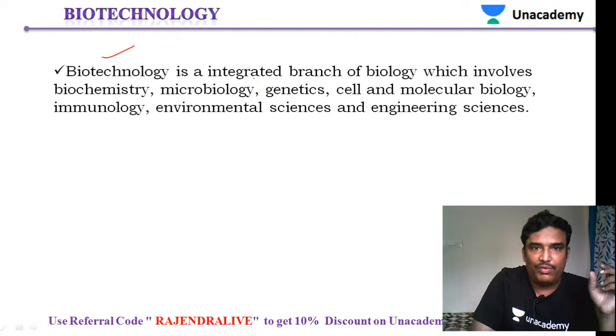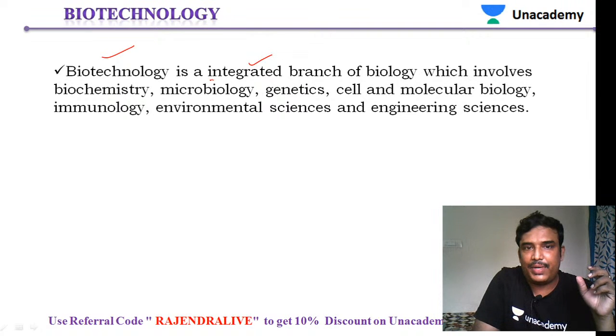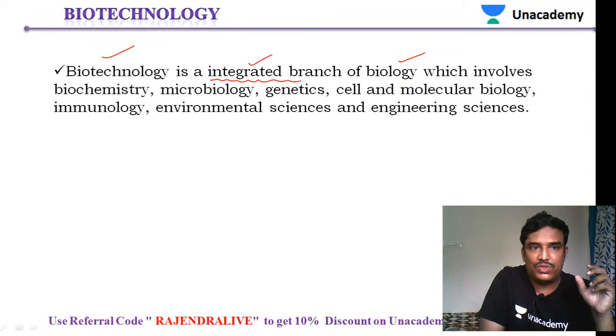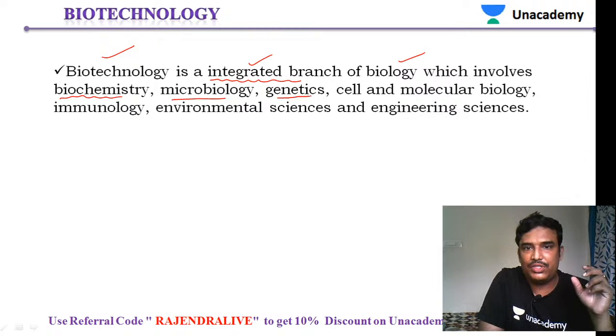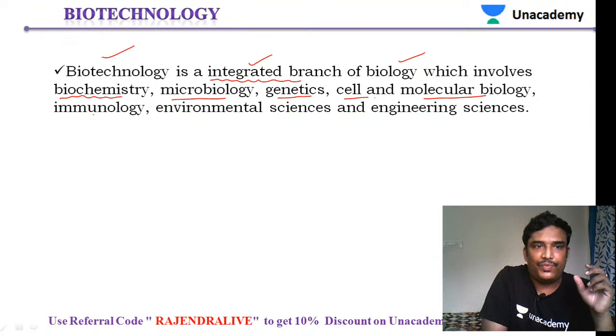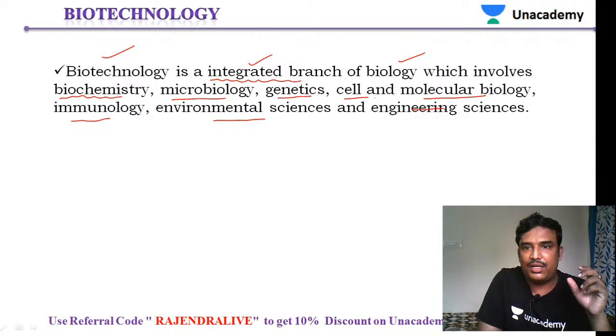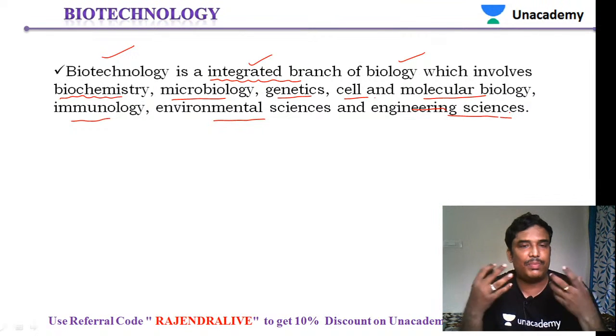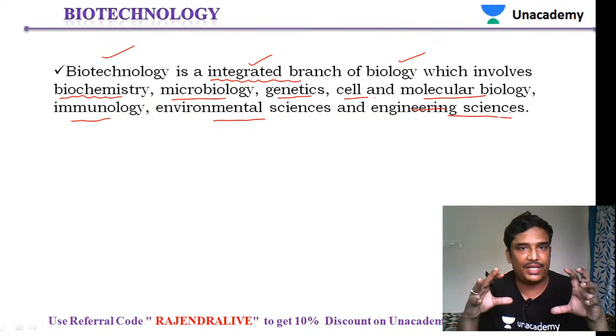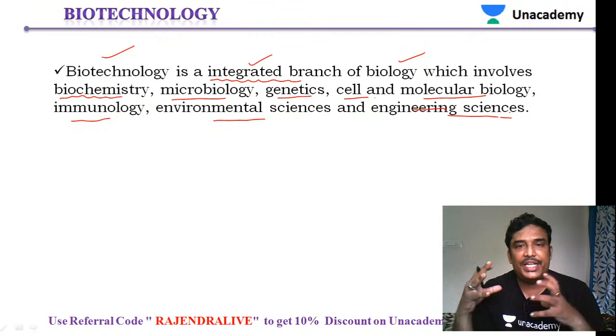So that's what we are showing here. Biotechnology is an integrated branch of biology, which involves biochemistry, microbiology, genetics, cell and molecular biology, immunology, environmental sciences, and engineering sciences. So this biotechnology is an integrated branch.